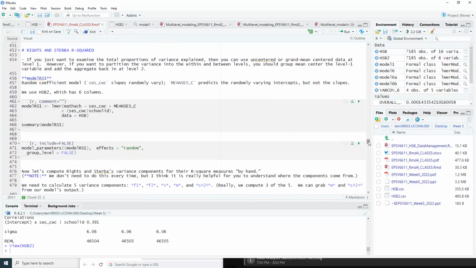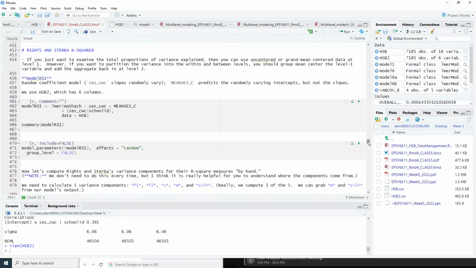So going back up here, this is a model where I have this, but I don't have this. That's right. And if you look at the code, you can see that, right? I've got math achievement predicted by the within SES slope and mean SES, but I didn't put in the cross-level interaction, so I'm not allowing mean SES to moderate the effect of SES on math achievement. And you can see here that the SES slope is randomly varying.